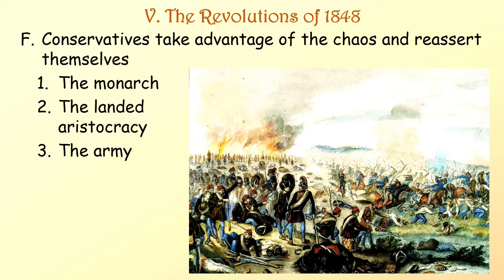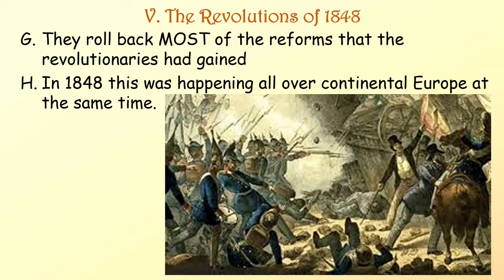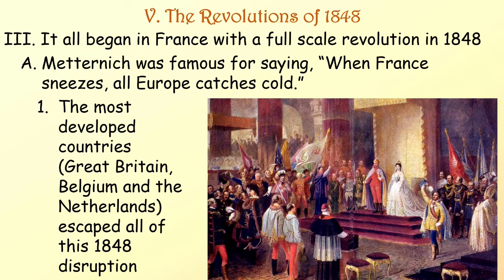And those conservatives consist of the monarch, the landed aristocracy, and the army. And these conservatives, once they regain control, they roll back most of the reforms that the revolutionaries had gained. And in 1848, this pattern was taking place all over continental Europe at the same time. It all began in France with a full-scale revolution in the year 1848.